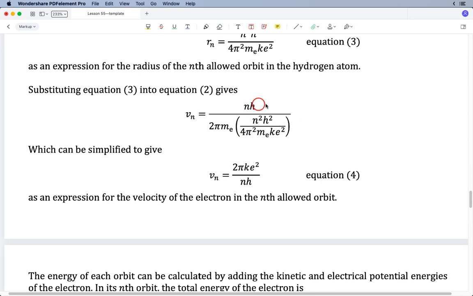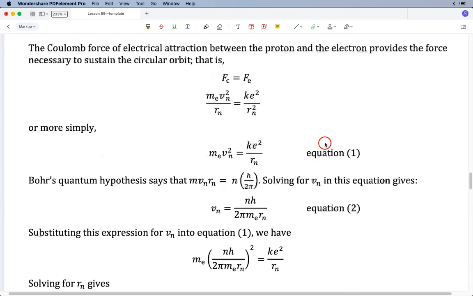Like in this equation, for example, h, we know already, is Planck's constant. We all know what pi is. m_e is the mass of an electron. So these are all constants that we're familiar with. It's just a lot of constants all at once in the equation, so that makes it look kind of crazy, but I don't think it's too bad.